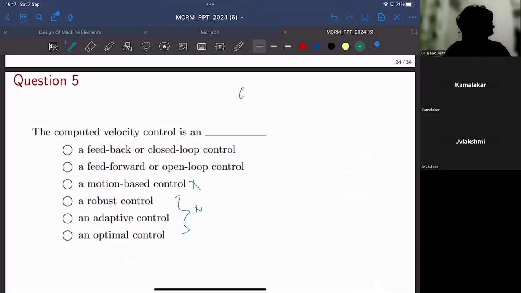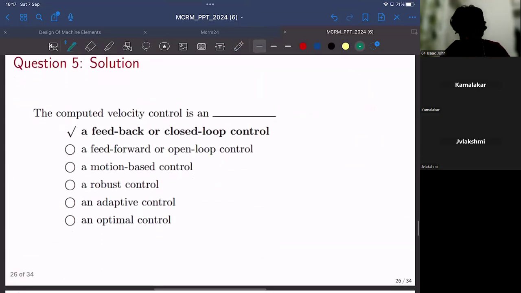So the CTC or CVC, the control input q dot is q desired dot plus lambda q tilde. So as I've said, we have a feed forward term and a feedback term that makes this entire control law a feedback control or a closed loop control. So in that regard, this itself is the correct answer, because CVC also has a feedback term in it. So it's feedback based, it's a closed loop control. So that's indeed the answer.